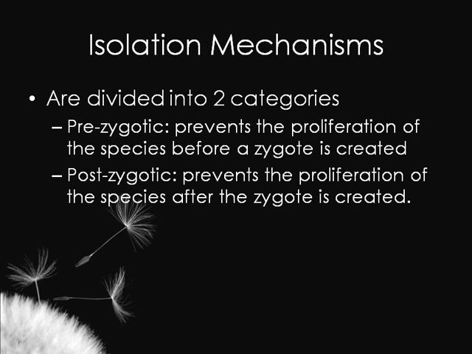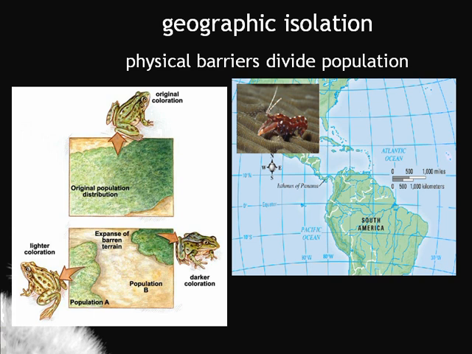Right. So each of these categories here. First one is geographic isolation. This is a little bit of a review because we talked about this already. But geographic isolation means that there is a physical barrier that divides the two groups. Here's a couple of examples.